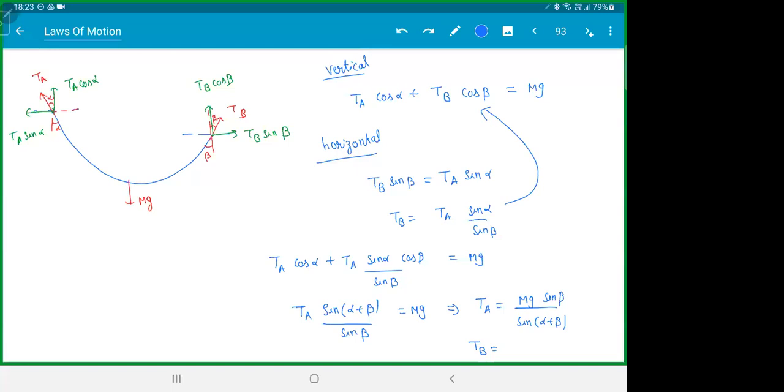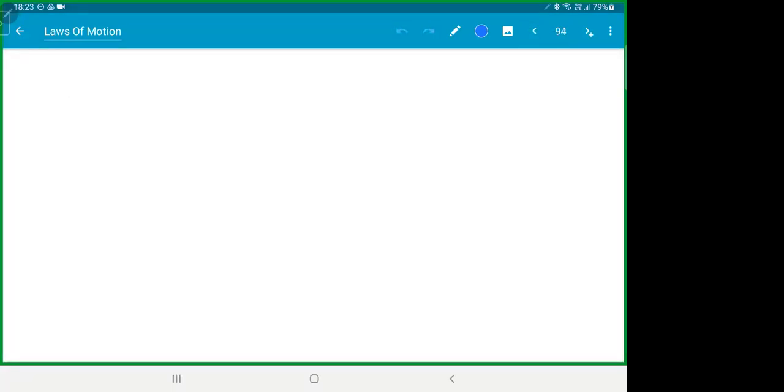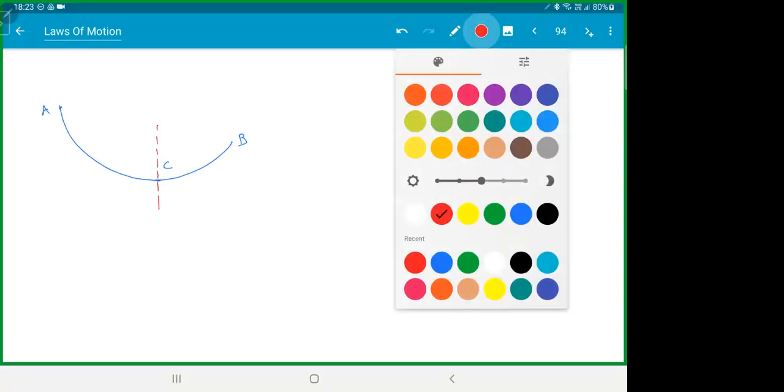Tension at C, how do you do that now? Now see, again, what did I tell you? Wherever you want to find tension, cut it there. So this is point C, A and B. I'll cut it here. I can choose the left one or the right one. I will choose the left part.